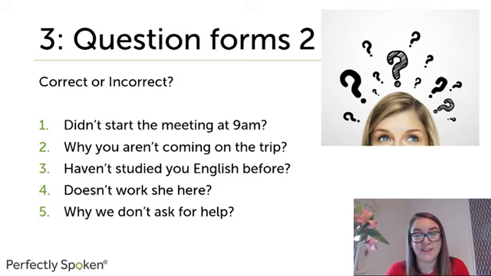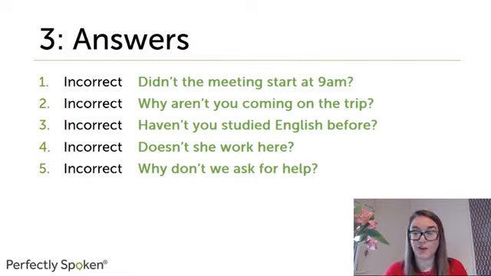Well, in fact, they are all incorrect. Yes, I've made a mistake on every question there. Number 1 should be, didn't the meeting start at 9 a.m? Number 2, why aren't you coming on the trip? Number 3, haven't you studied English before? Number 4, doesn't she work here? And number 5, why don't we ask for help?